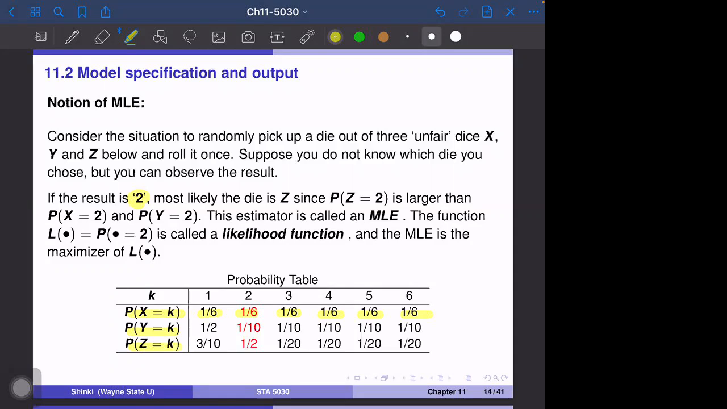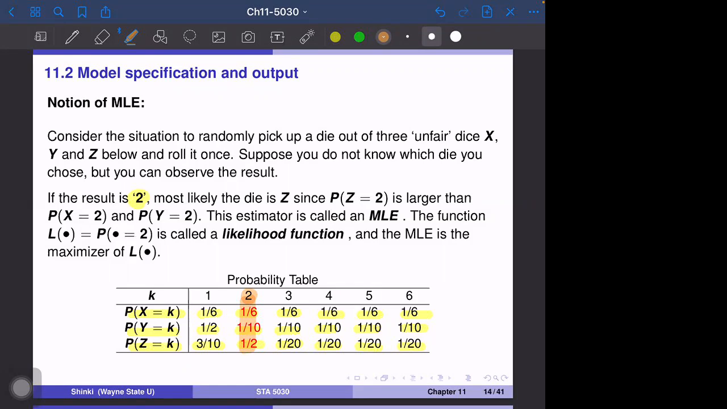X is actually a fair die, so 1/6 probability for all 6 faces. And Y is a loaded die, and it will have the face of 1 with probability 1/2, and 1/10 for other cases. And Z is more complicated. 1 probability is 30%, and 2 with 1/2, and the other case 1/20. And if we observe the outcome is 2, then we compare these 3 cases.